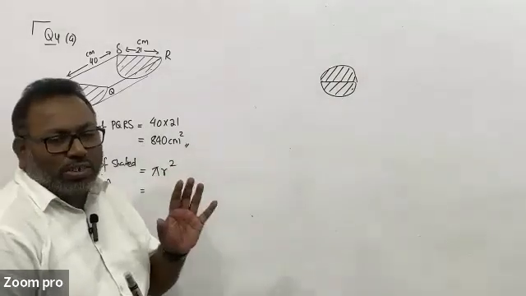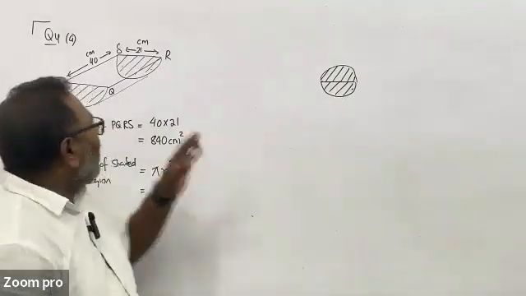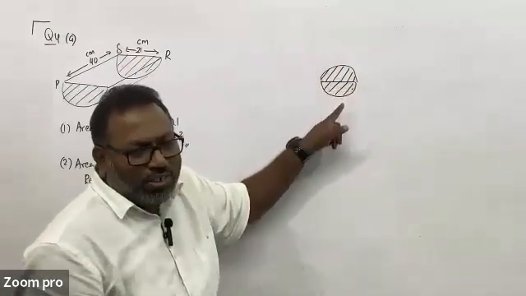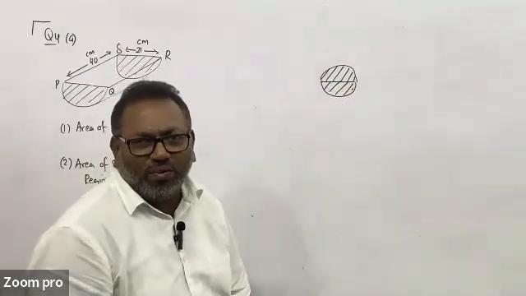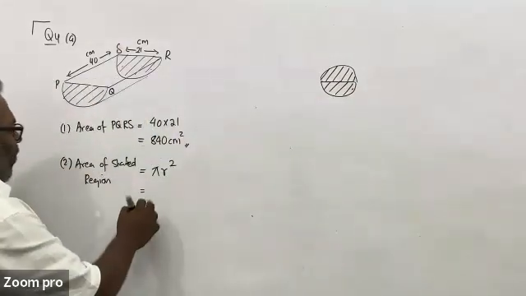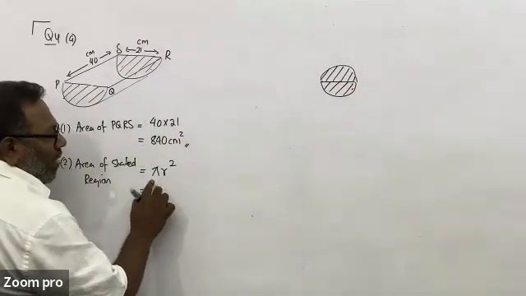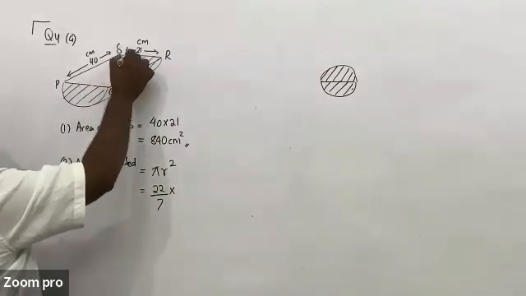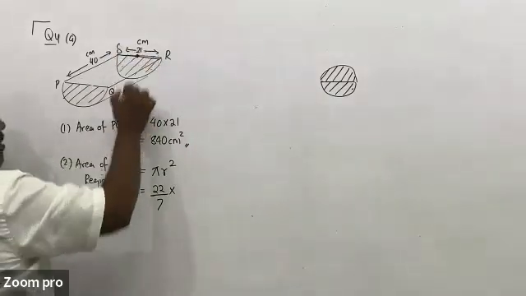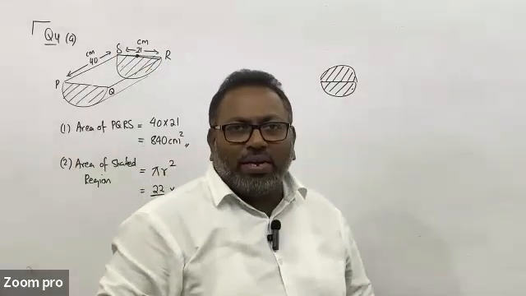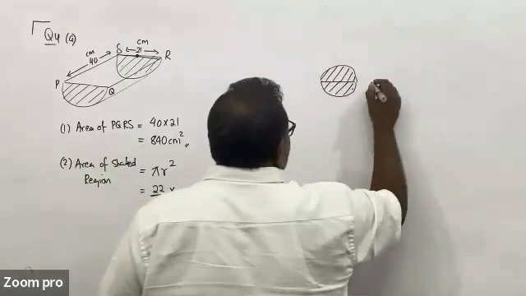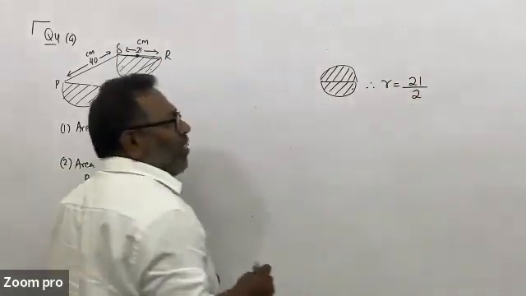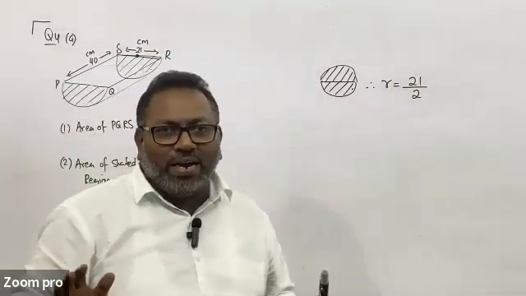Even though there are two semicircles, this and this, if you put them together you're getting one full circle. So we can find the area of one full circle, isn't it? And what is the formula? Pi r squared. Pi is 22 over 7. Now if the diameter is 21, then the radius is going to be how much? Therefore, radius is 21 divided by 2, which is 10 and a half.